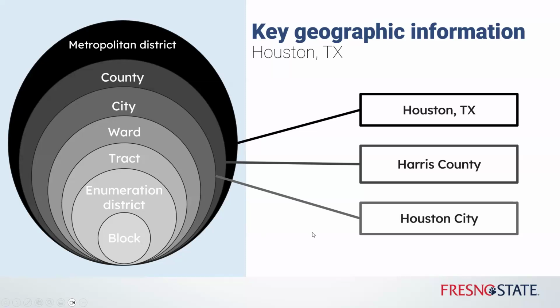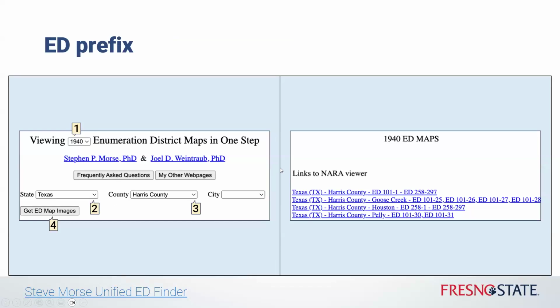Okay, so we've got Houston, Texas is our metropolitan district. Harris County is the county within that district. Houston City is a city within that county. One way you can find the prefixes, and I think probably the easiest way to do it, is to rely on Steve Morse.